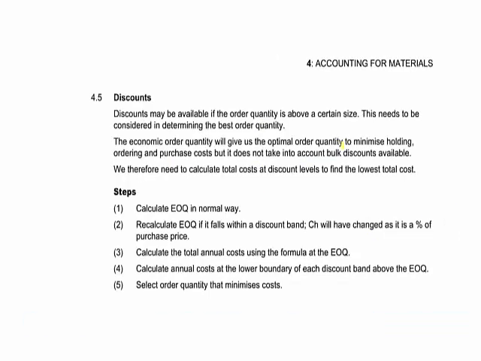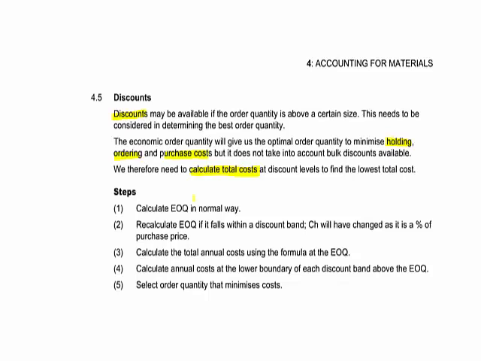So far then we've assumed that the purchase price is constant, but it might be that you get a discount if you're going to buy in bulk. And we need to take that into consideration when we're determining the best quantity to order. So the EOQ gives us the optimal quantity to minimise holding and ordering costs, but it doesn't take into consideration bulk discounts. So what we need to do then is to calculate the total costs, so purchasing, ordering and holding, at each of the discount bands to find the lowest total cost. And we've got an approach here that we can use step by step, which we'll do in an example.